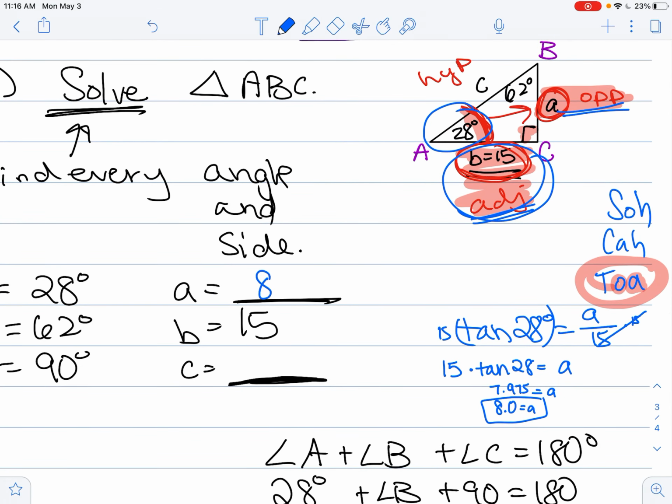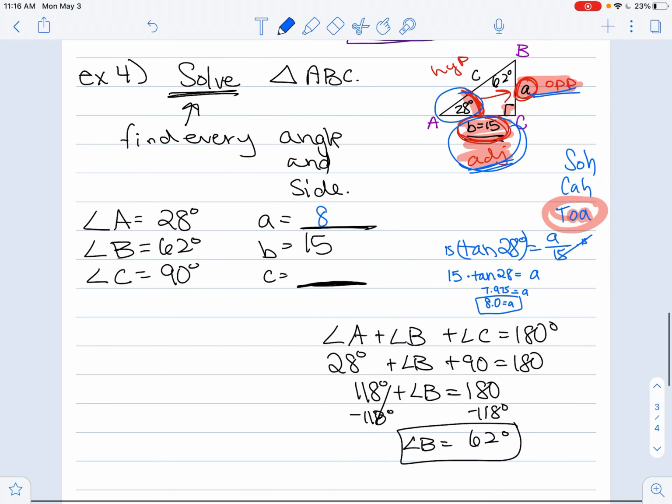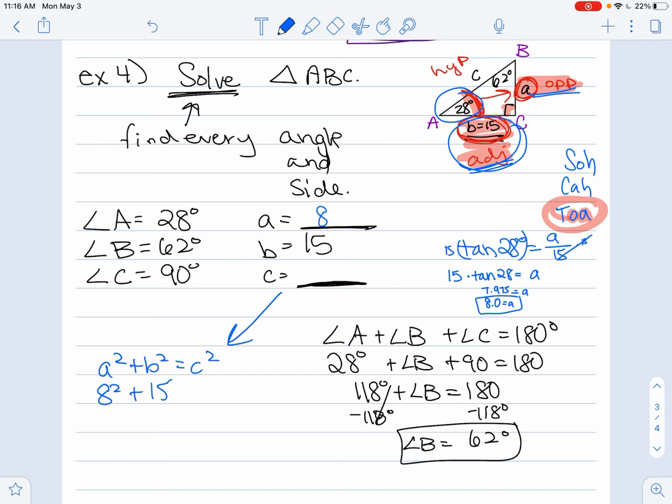Okay. So now here's your choice. You can still use SOHCAHTOA, or because we have two of the three sides, we can use the Pythagorean theorem now. If I know A squared plus B squared equals C squared, I can say 8 squared plus 15 squared equals C squared. 8 squared plus 15 squared gives me 289. Take the square root of both sides, and we get 17 equals C.